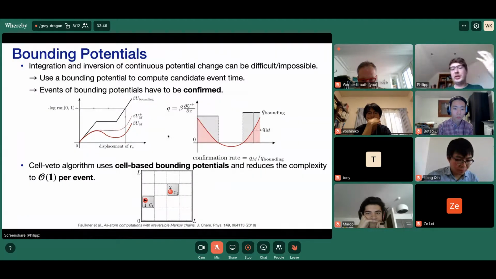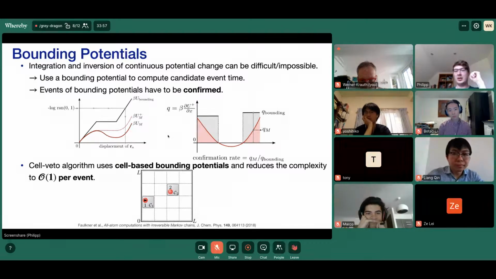And then we pre-computed upper bounds on the event rate for any position of the active particle in C1 and for any position of the target particle 2 in its cell. Because we pre-computed, we can just use this constant event rate in a very easy way. Of course, that's not the full story for the cell-veto algorithm, but then the cell-veto algorithm cleverly combines several cell-based bounding potentials. This is the idea which then reduces the overall complexity of our ECMC algorithm to a constant runtime per event.